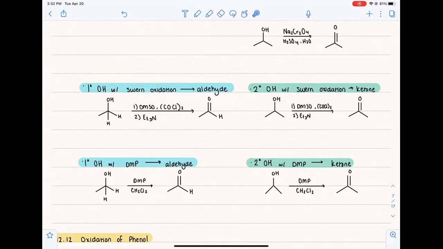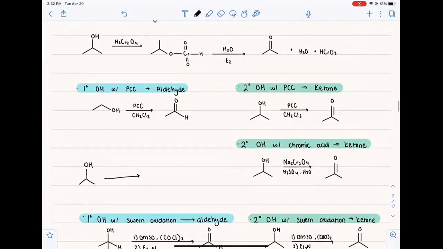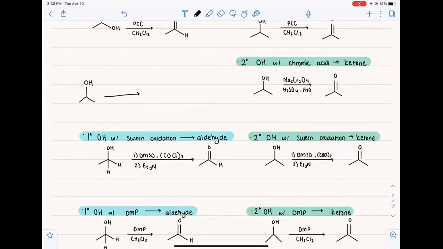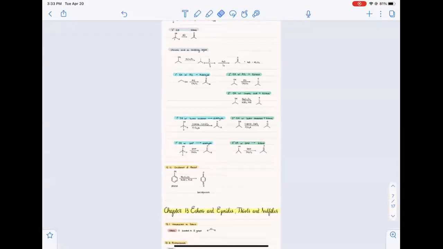And this is one mechanism. As annoying as they are to look at, they're really important just because you can actually see what's happening. And even just the most basic aspect of it, when we have our OH like this, and then let's see, let's go look at the mechanisms.